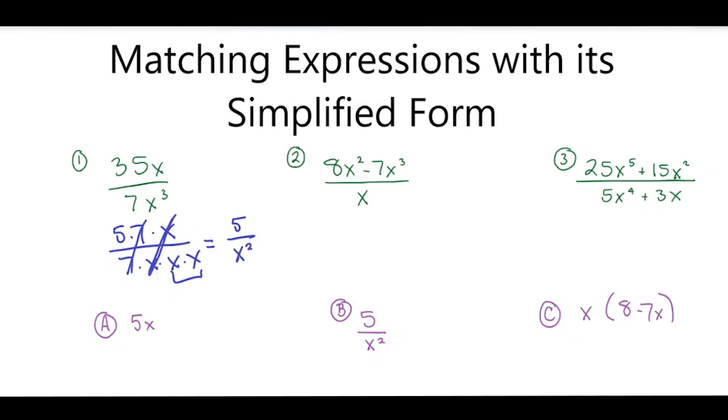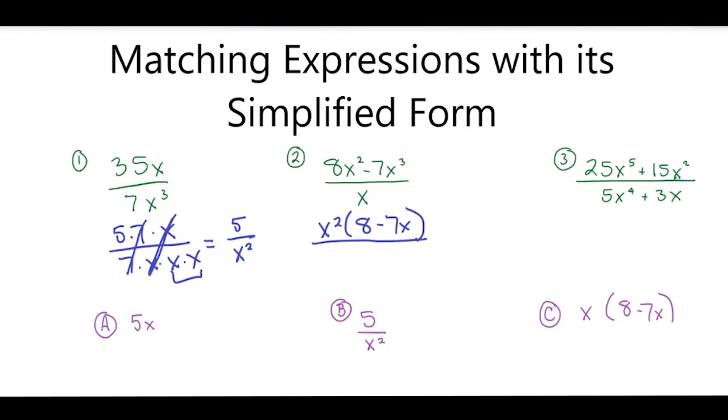Now, I'm going to do number 2, and the first thing I'm going to do on top is look for what can I factor out of the top. And I see that the lowest power of x on the top is x squared. So I will factor an x squared out of the top because I can't factor something out of 7 and 8. So I will only factor out the x squared, which means that that is 8 minus 7x.